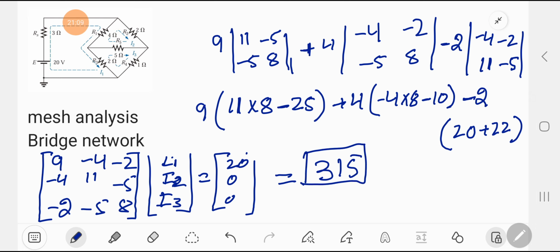So that's the end of the lecture, and it's a detailed lecture. We can easily apply mesh analysis using Kirchhoff voltage law. But if you make a small mistake, all of your calculation becomes wrong, so try to start from the initial step and solve the problem. Thank you for watching.